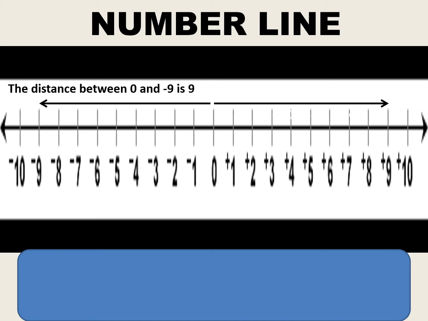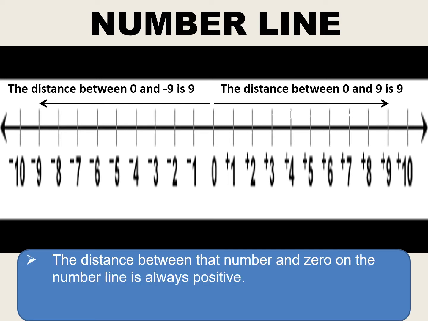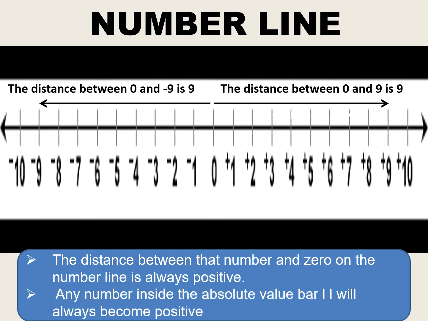The distance between 0 and negative 9 is 9. And the distance between 0 and positive 9 is also 9. So we can conclude that the distance between that number and 0 on the number line is always positive. And also, any number inside the absolute value bar will always become positive.